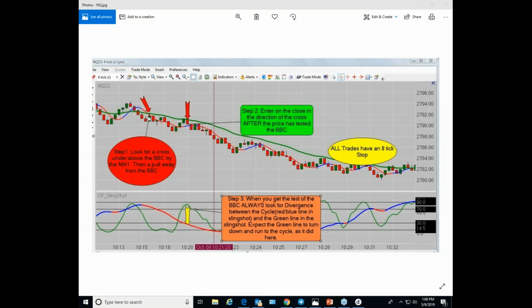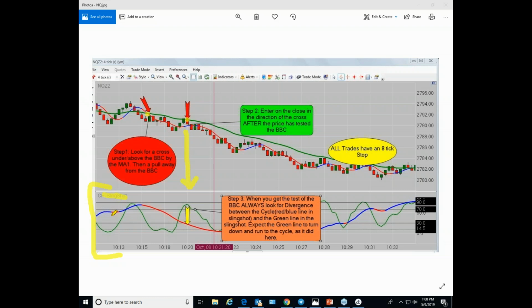So step number 1, check. Step number 2, check. You have to close in the direction of the trend. So now we're going to work on the oscillator portion of the chart, which is called the slingshot. That's going to lead us into step number 3, because when step 1 is in play and we have step 2 in play, now our eyes gravitate toward the slingshot.